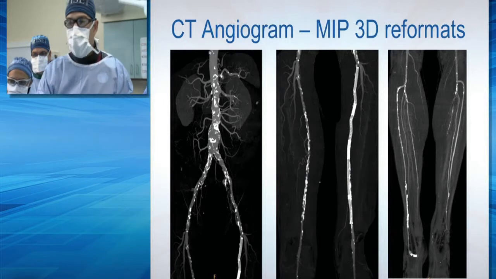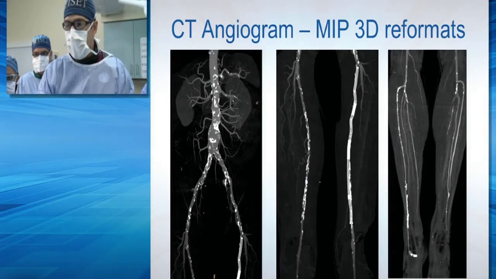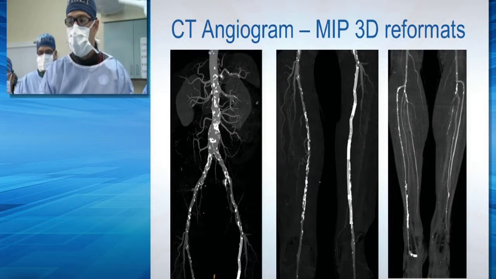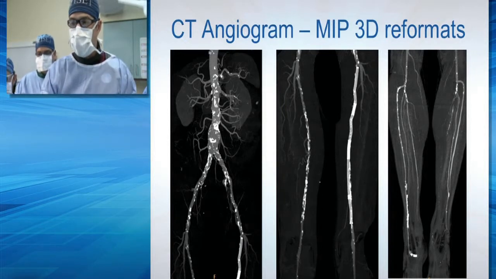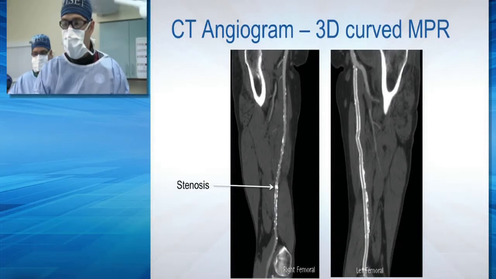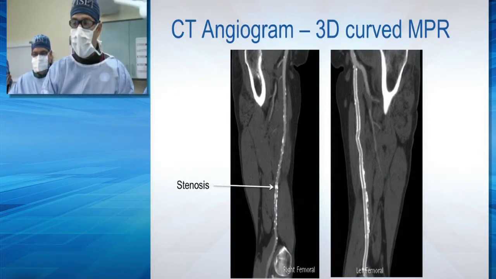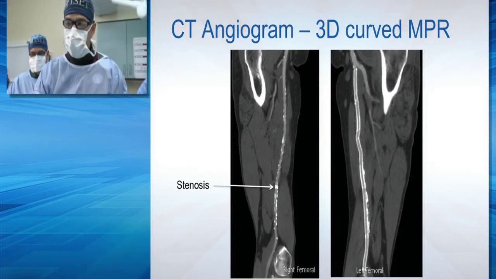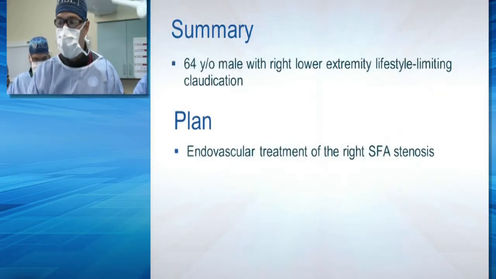On the left lower extremity, you can see our stent, which is patent along the left superficial femoral artery. On the right, we have multifocal calcified disease in the mid and distal right superficial femoral artery with two-vessel runoff via the anterior and posterior tibial arteries. Next slide. Curved planar reformats further demonstrate our stenosis in the distal superficial femoral artery on the right and a patent stent on the left. Next slide.